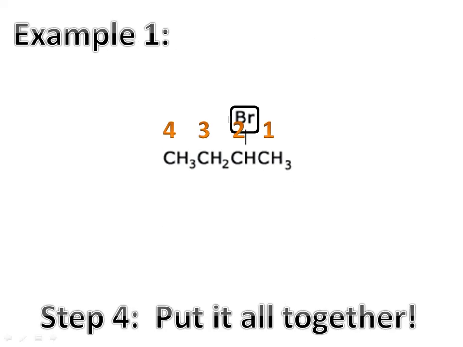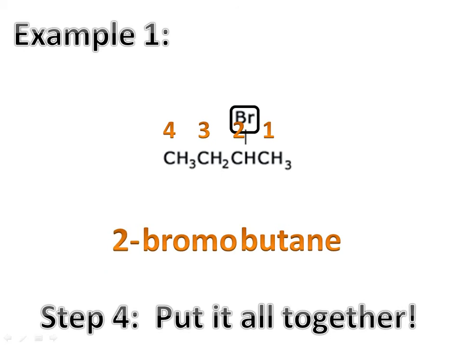So step 4 is to put it all together. Now our parent name was butane, and the group that's hanging off of that butane is a bromo group. And where is it hanging off? The second position. Notice the number and the letter in the name are separated by a dash.